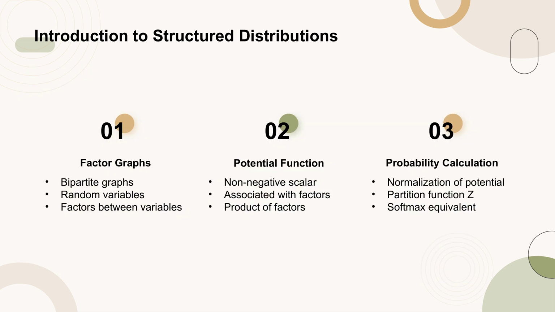In the context of structured distributions, factor graphs are used to represent distributions over most structures. These are bipartite graphs that include random variables and factors connecting them. Each factor is associated with a non-negative scalar potential for each possible assignment of the random variables in its neighborhood. The potential of a structure is the product of its factors. The probability of a structure is found by normalizing its potential, which involves dividing by a normalization factor often referred to as the partition function Z. This process can be conceptualized as a softmax operation over a vast set of structured outputs, sharing substructures.